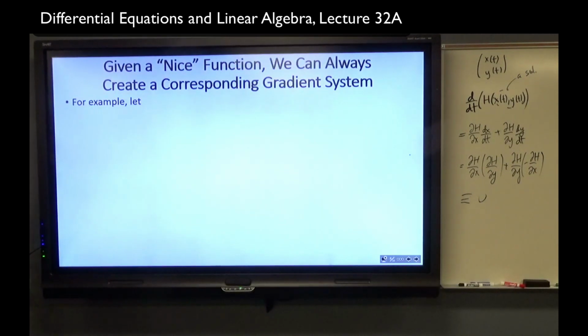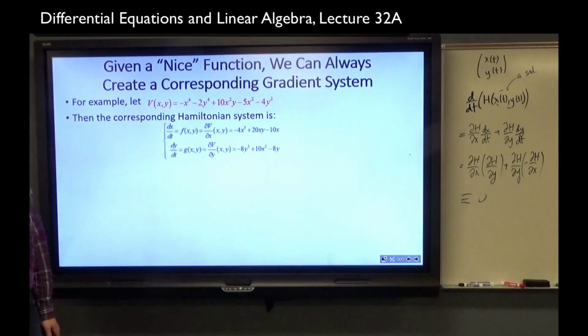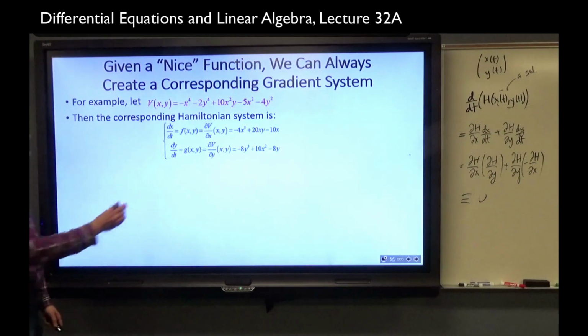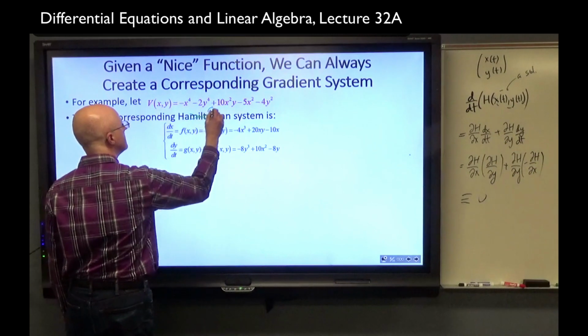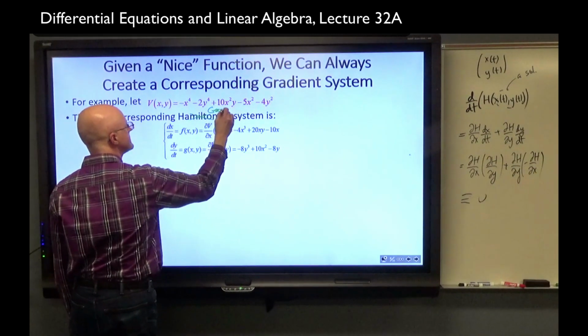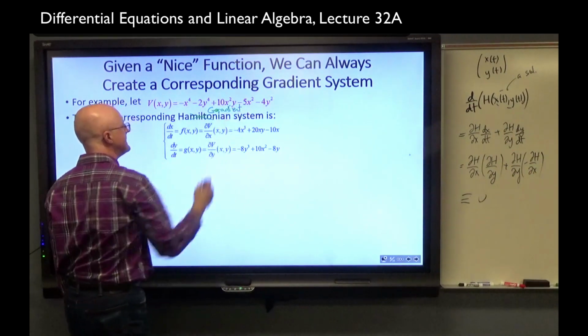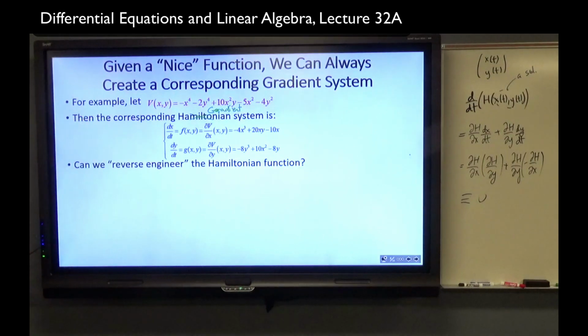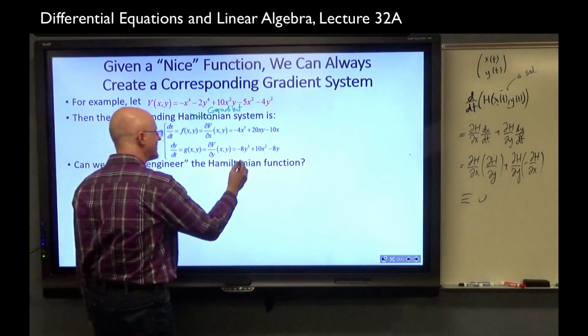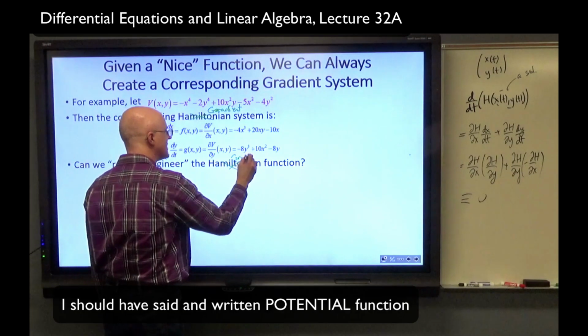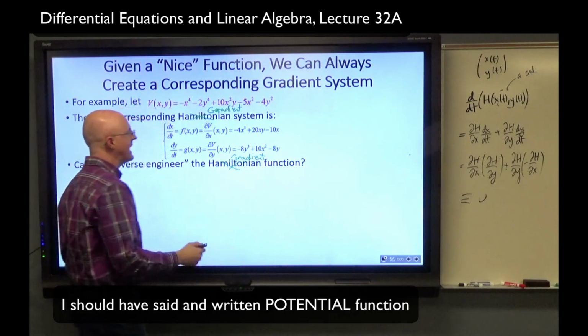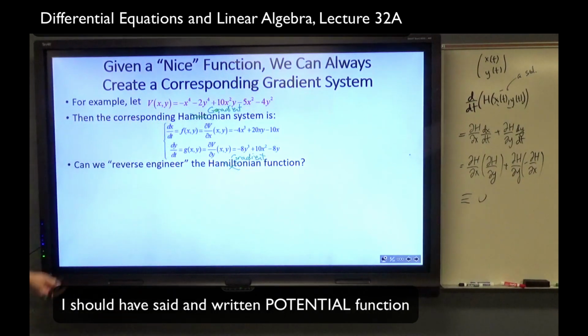Just like before, given any nice function like this example, we can find the corresponding gradient system. Oops, there's a typo there. That should be gradient system. The gradient system is this. Can we reverse engineer the gradient function? Too much copying and pasting and not changing here. Yes, you can. Through integration, you can once again try to figure out V if you know the system.